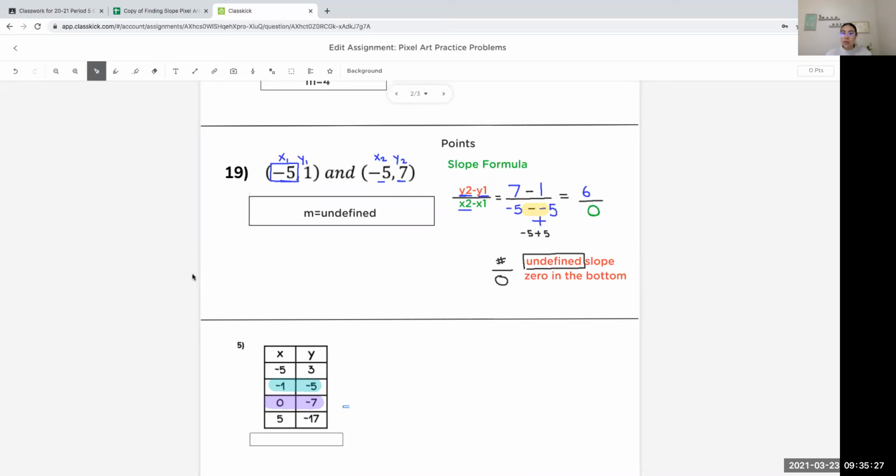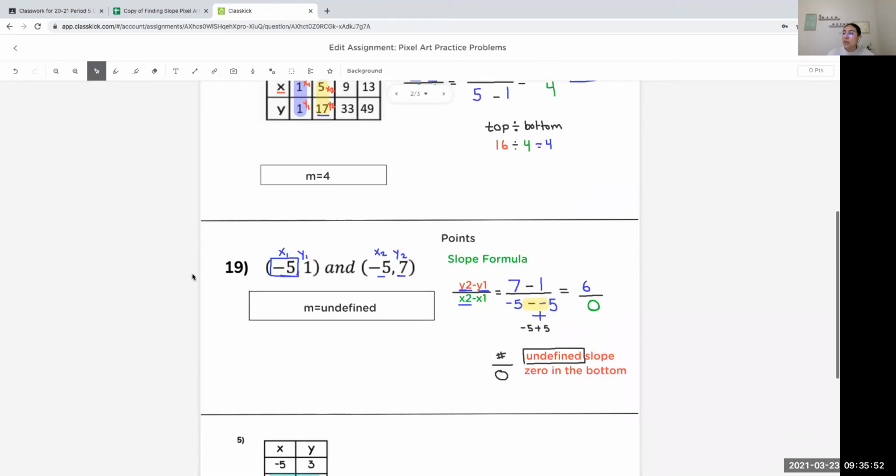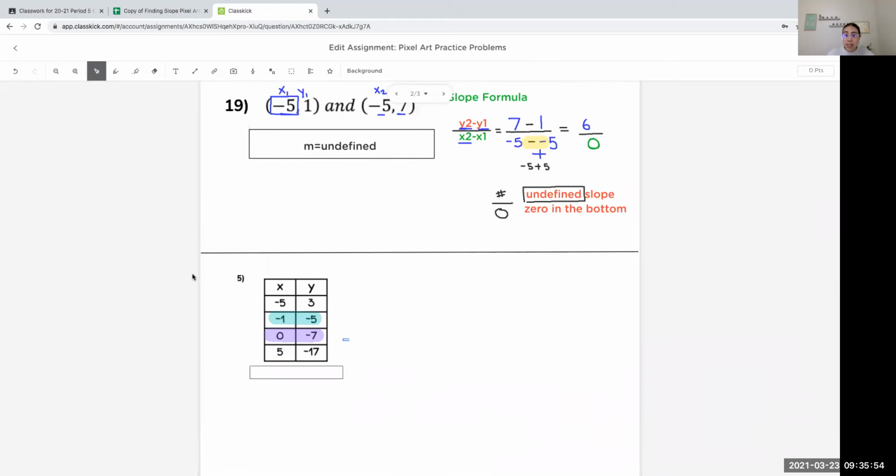So remember, I was going to give you one more example, but if you feel like you get it, then you're free to just keep working at your own pace. I am still going over a request I got for number 4. If that is something you struggled with, then stick around. But if you feel like you're understanding this whole process of finding the slope of a graph, of a table, of points, then you're more than free to continue.